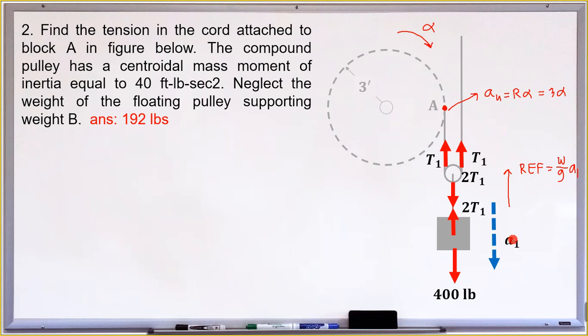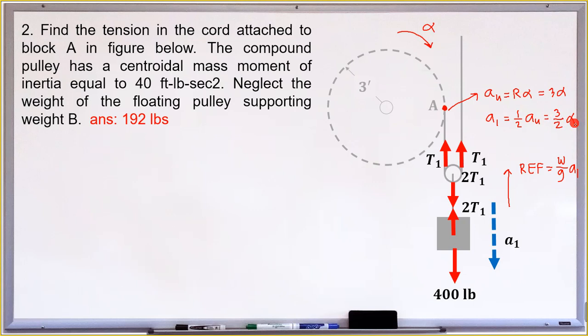So, we need to relate A1 with AU. With this pulley arrangement, the upper rope travels twice as much as the lower rope. So therefore, the acceleration at the lower rope, which is A1, is just half of the acceleration of the upper rope. So we have 3 halves alpha.